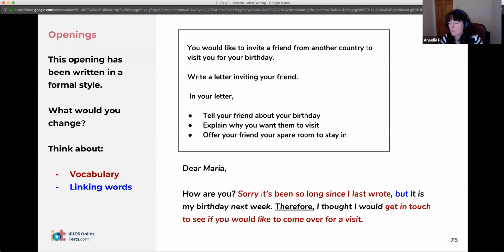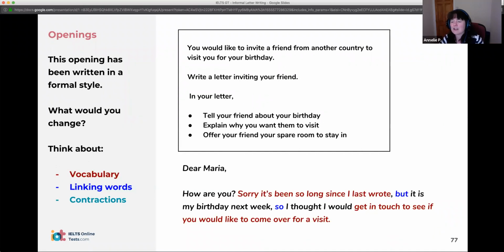What about therefore? How could we replace it? Okay, yeah, very good. So I thought I'd get in touch to see you. Yeah, it's fine to use dear with friends as well. And secondly, contractions. I think somebody mentioned this at the beginning. So which words there could you contract?